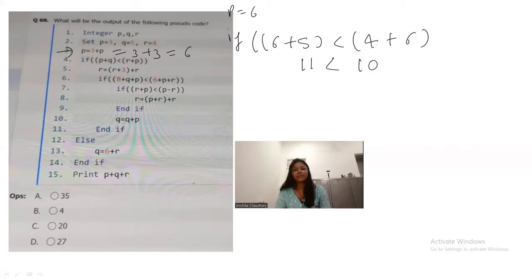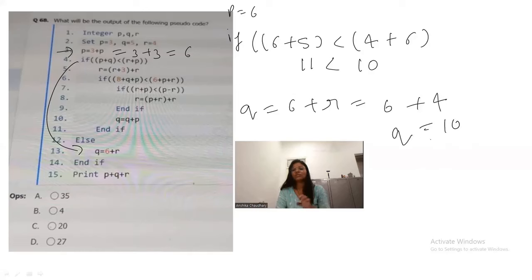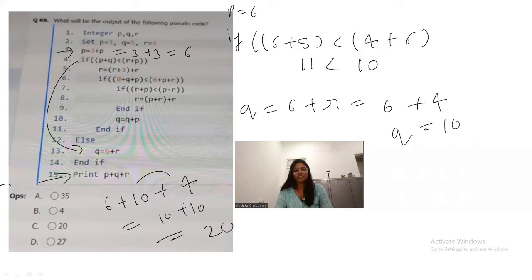So this condition will become false, and we will jump out here to the else part. And in the else, Q equals 6 plus R. So 6 plus R, value was 4, so it will become 10. That means Q value is 10. All right. Then we need to come here at the print statement. So P plus Q plus R. So what was the last updated value of P? 6, plus Q was 10, plus R was 4 only. So what will it become? 6 plus 4, 10 plus 10. So it will become 20. So 20, option number C will be the correct answer over here.